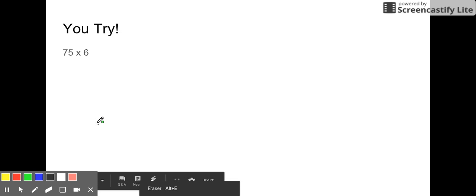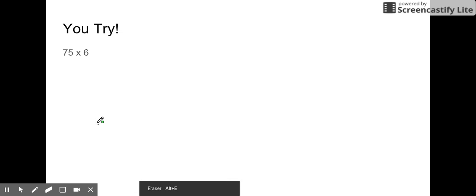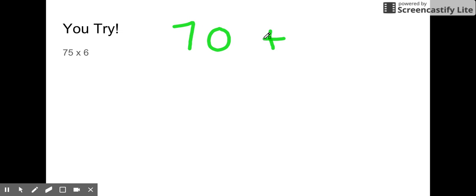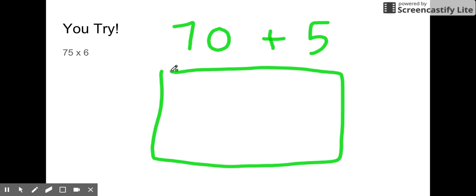All right, so if you were solving 75 times 6 using partial products, the first thing you wanted to do was expand your factors. So 70 plus 5, draw that nice big box. Put 6 on the other side because you need to put both factors on. Everywhere that you have a plus sign, go ahead and draw a line, and then you can start multiplying.